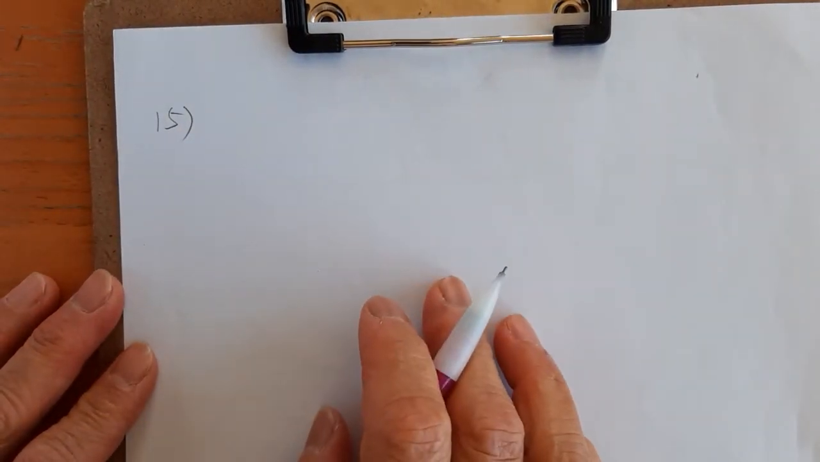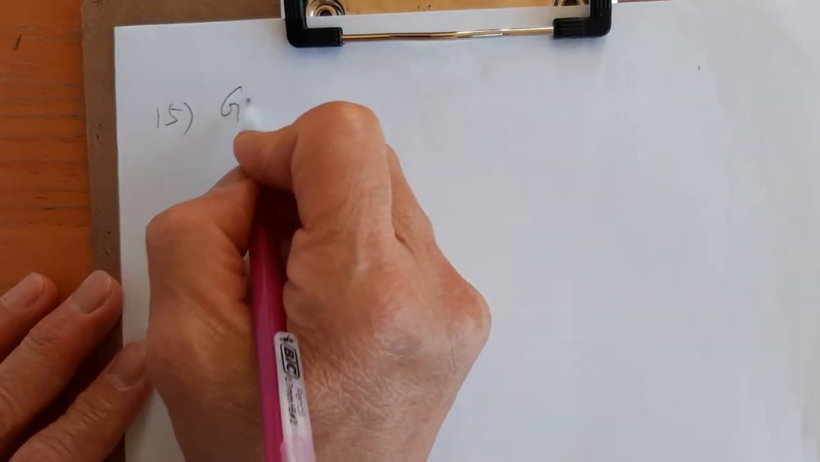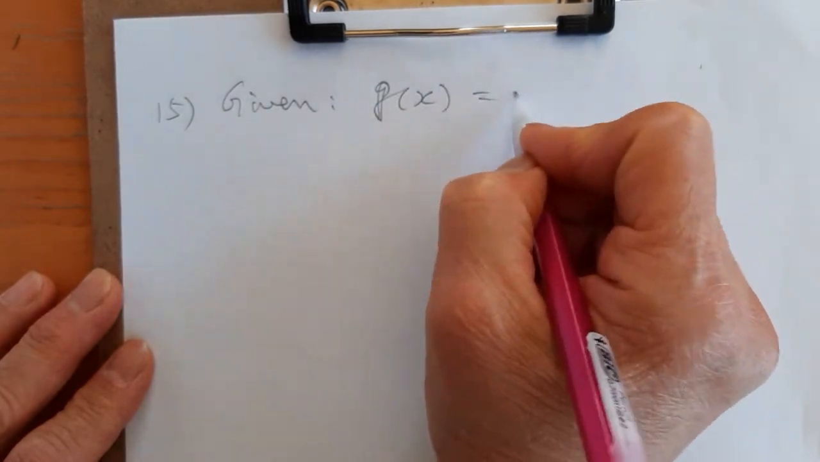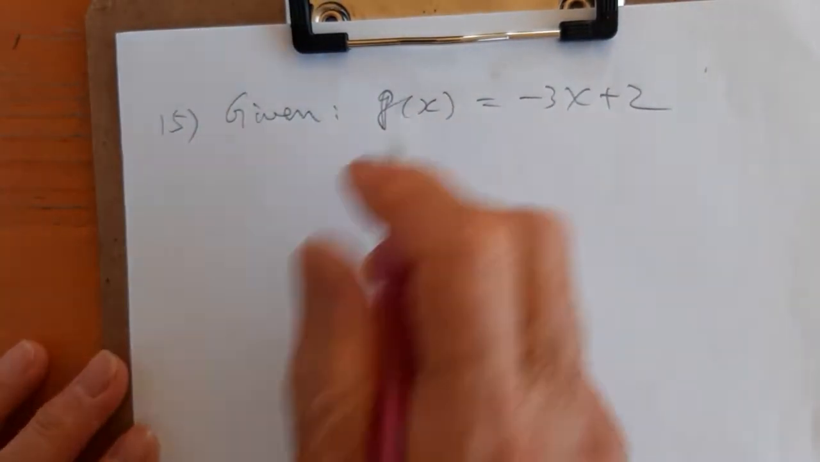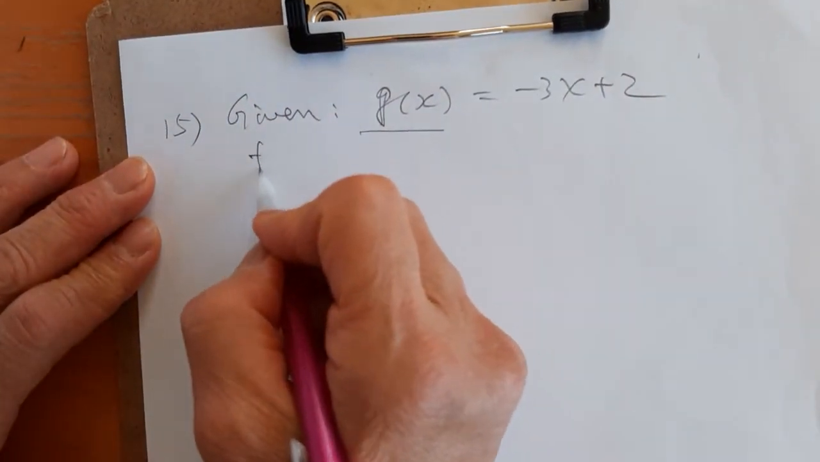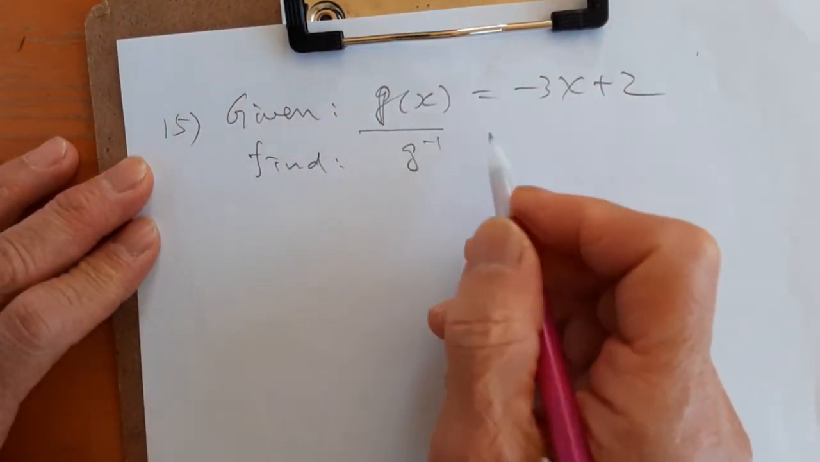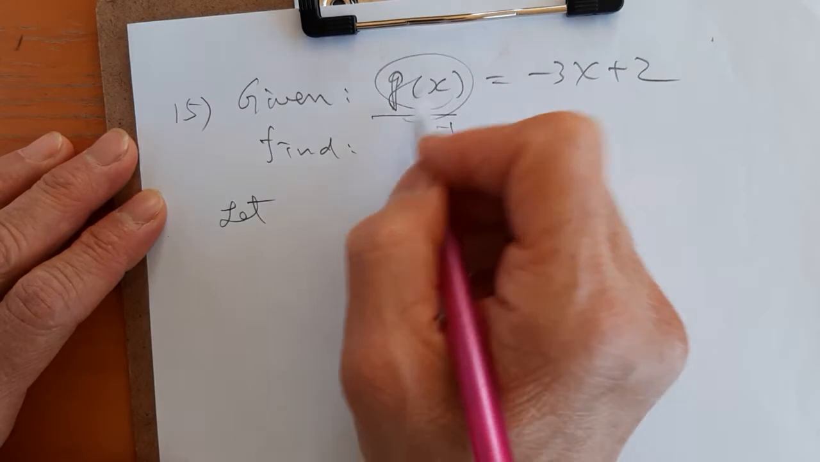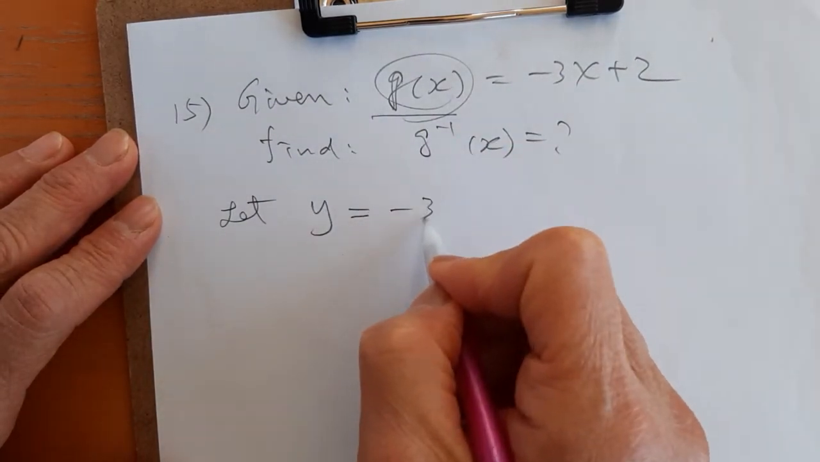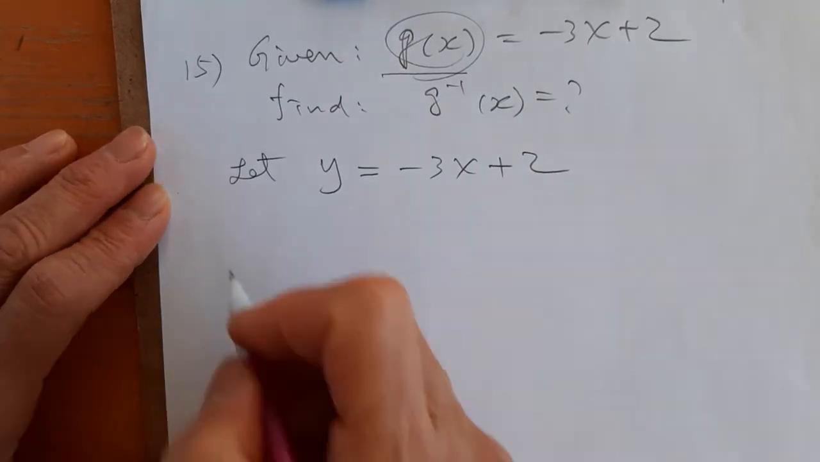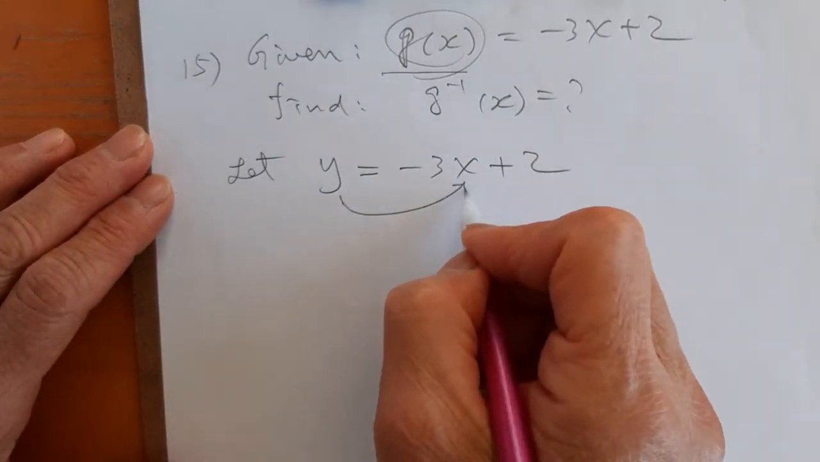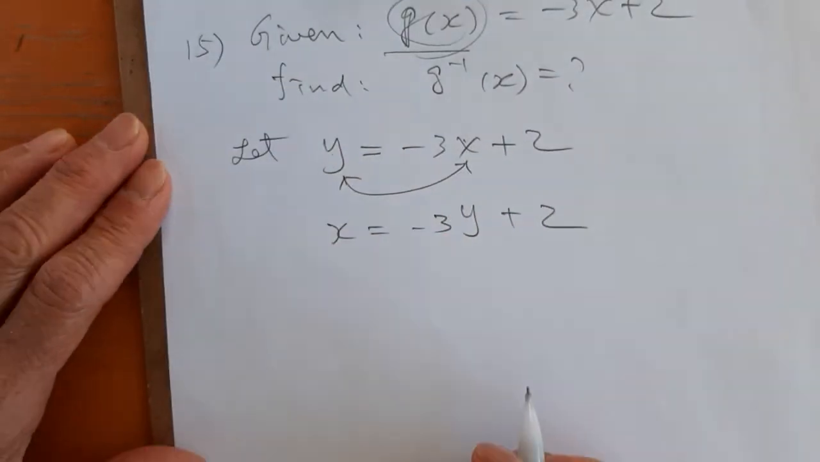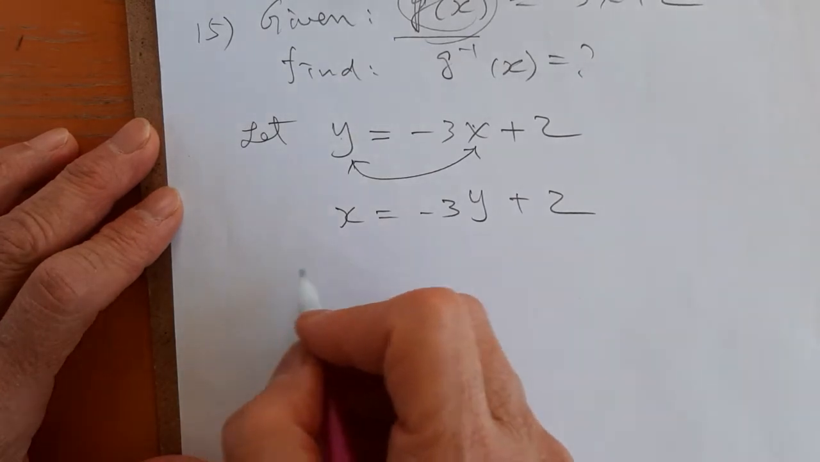Question 15, find a formula for the inverse of the function. Given a function g of x equals -3x plus 2, find g inverse of x. First step, let g of x be y, so y equals -3x plus 2. Second step, exchange x and y: y changes to x, x changes to y. And the third step, solve for y.